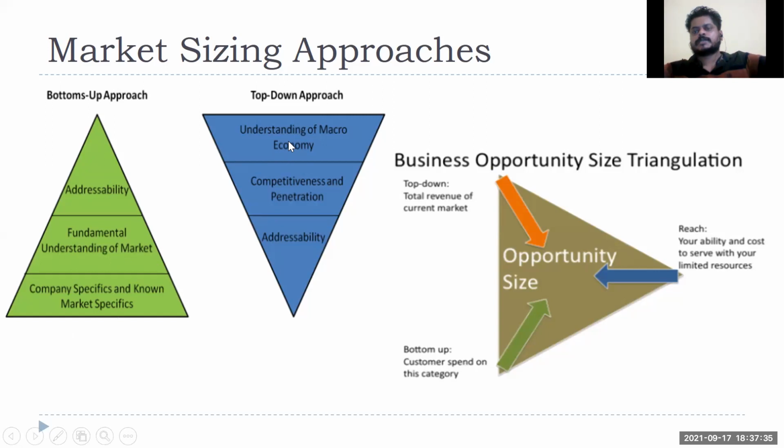Top-down approach is the macro segment. How many organizations are there? How many companies are there in this segment? How many are public, how many are private? Out of that, what does the competition say, how many competitors are there? That will give you an idea of how much market share I can get.